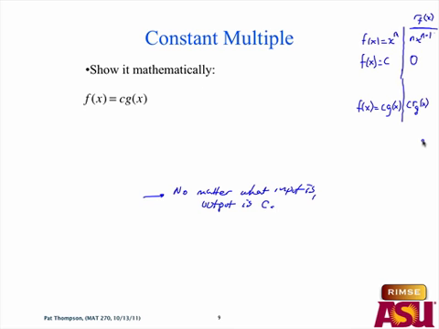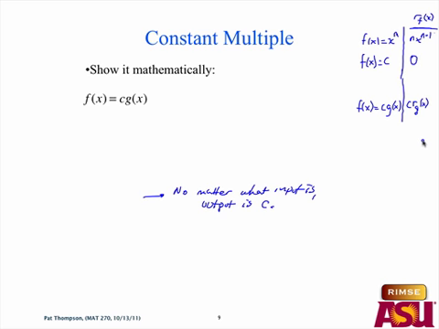Okay, so here we go. Here it is, showing it mathematically. So what are we interested in? What do we want to show? We want to show that the rate of change of f with respect to x is equal to this. So how are we going to start?